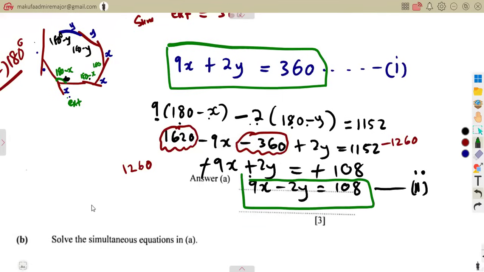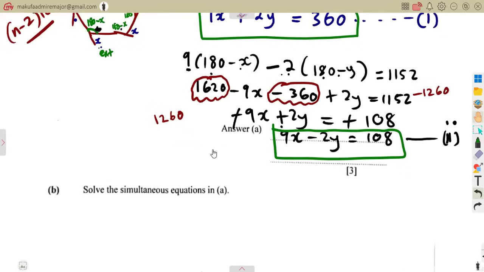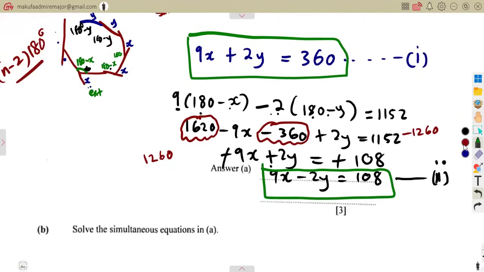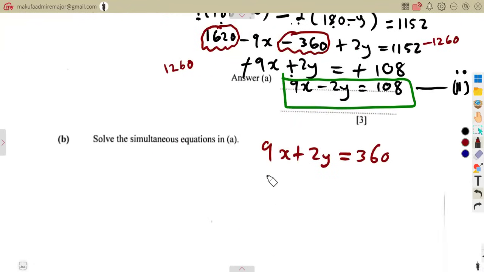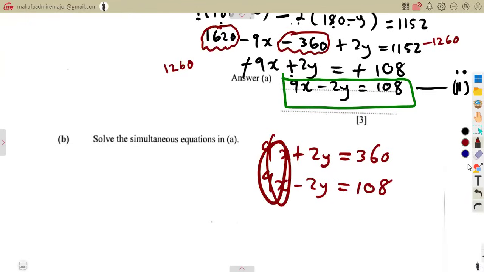All right, so after forming these equations, the question was B, solve the simultaneous equations. As we can see, we can simply use the elimination method. 9x plus 2y is equal to this. The other one, 9x minus 2y is equal to 108. If you want to eliminate x, you subtract. That's positive here, so to eliminate x, subtract the second equation from the first one.